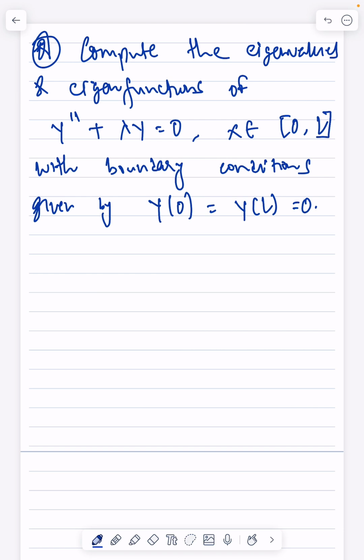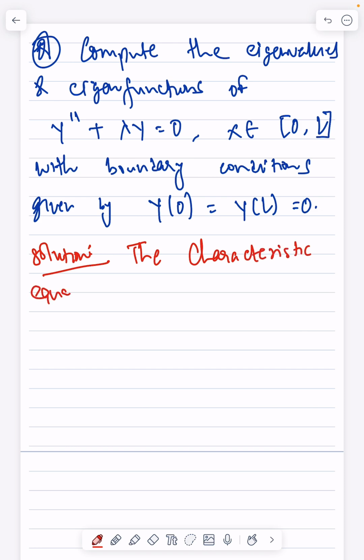Okay, now let's take a look at the solution. Now we have this ODE. This is a second order ODE, so we know how to solve a second order homogeneous ordinary differential equation. So the characteristic equation of the ODE is r squared plus lambda equals 0, right?